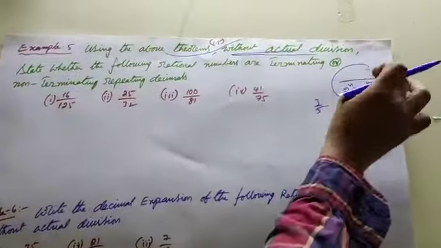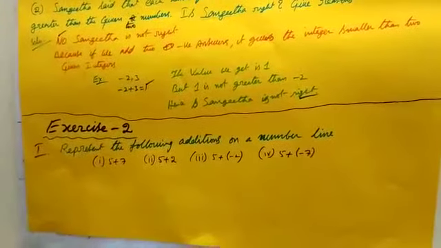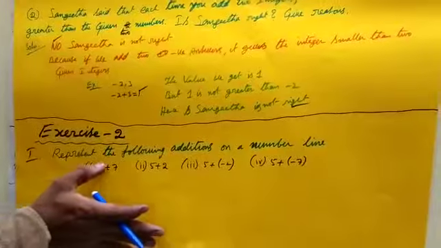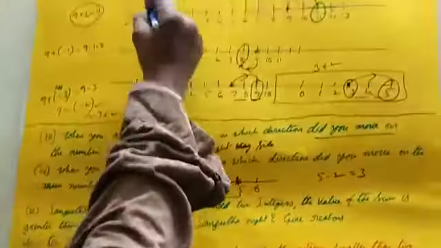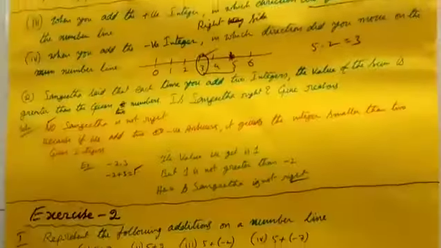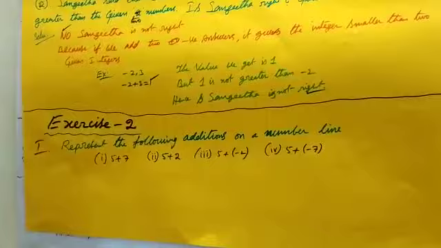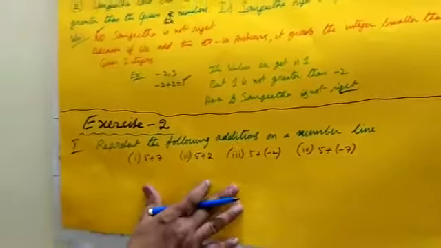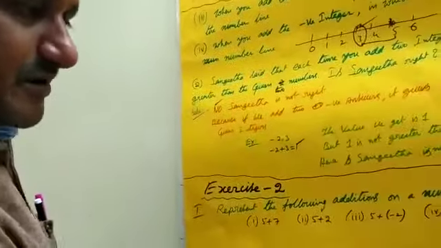The fundamental arithmetic. Exercise 2. Go to exercise 2. Represent the following additions on the number line. Already we have discussed the above conditions. Once repeated, no problem. Represent the following additions on the number line. I will solve only two; the remaining two are your part, like homework.